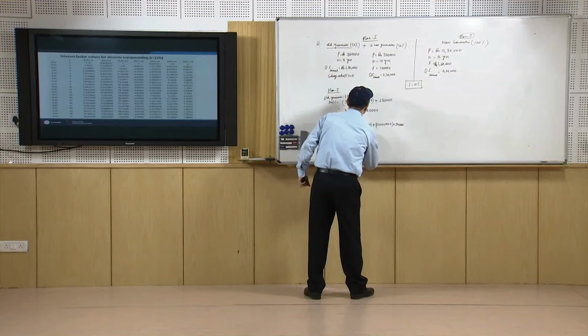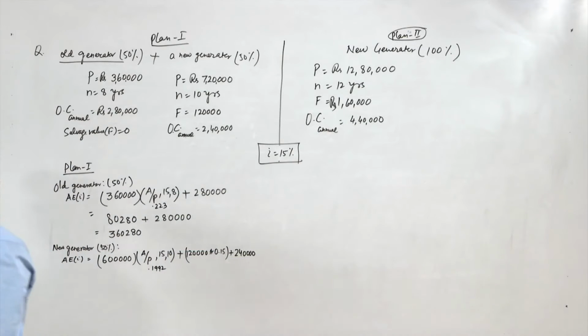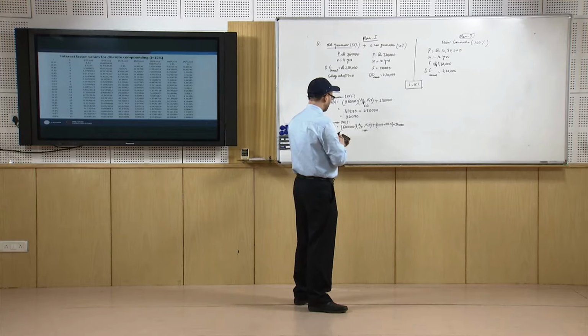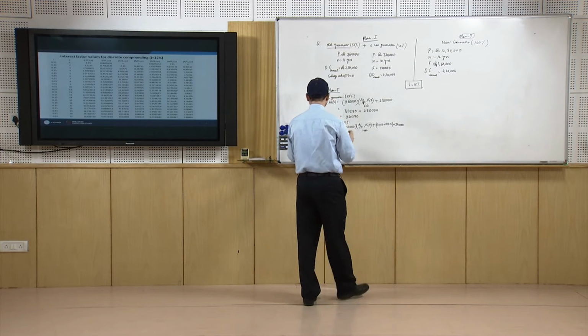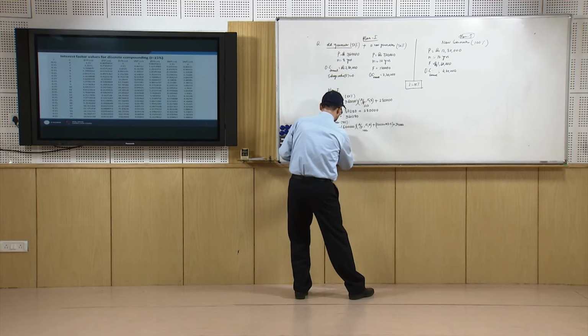So, it will be 0.1992. So, once we get the values, 6 lakh multiplied by 0.1992 plus 18,000 plus 2 lakh 40,000, this comes out to be 377,520.